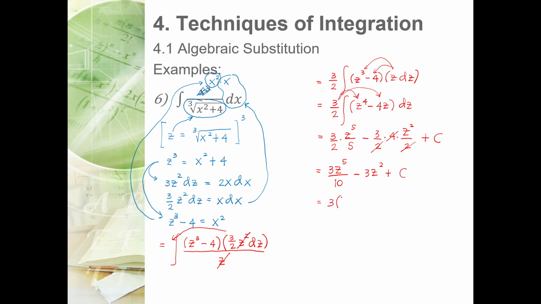So 3, then we have x squared plus 4. Again, I like writing it down in exponential form. Depende na sa inyong trip o kung sa inyong gusto sa inyong final answer, basta as long as it's logically correct. So 5/3, all over 10, minus 3 times x squared plus 4, and then that will be 2/3, plus c. So muna siya ang final answer.